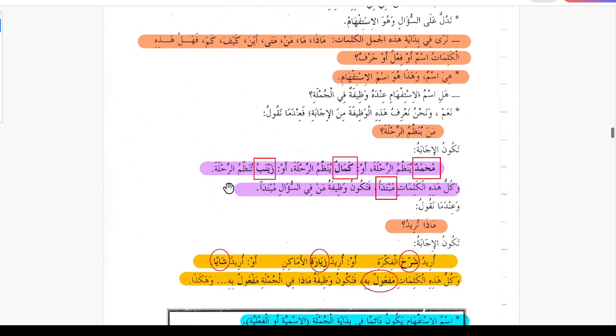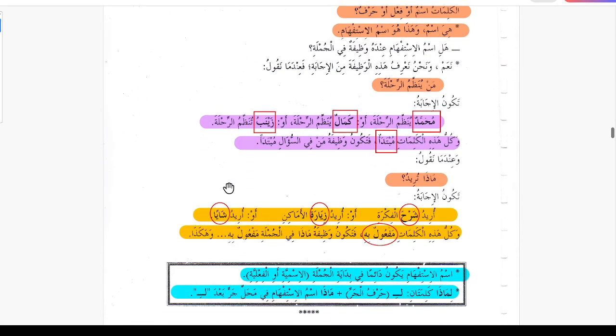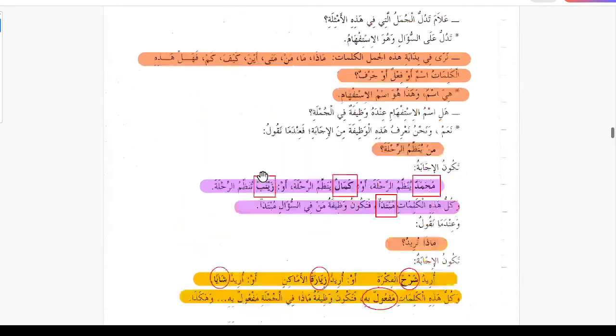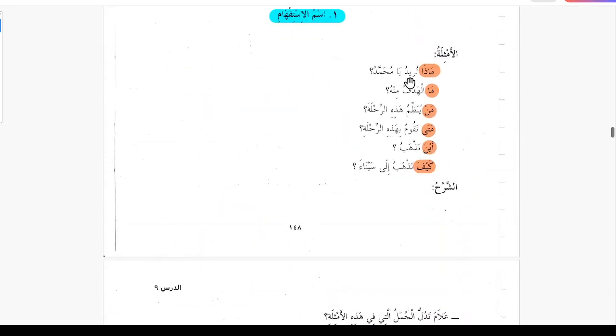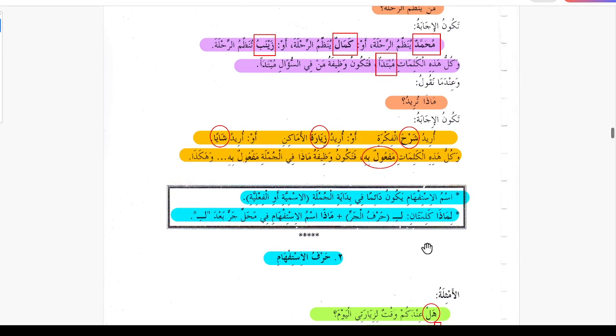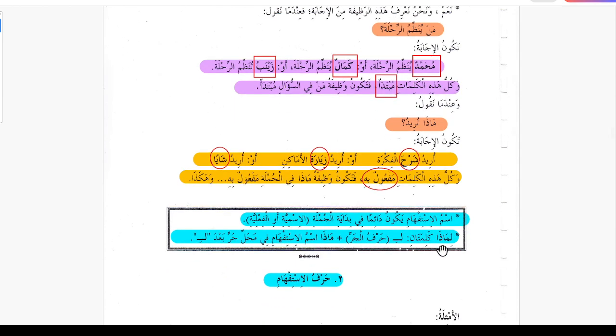In other words, all the ismu istifham have some function in the sentence. Al ismu istifham yakunu daiman fi bidayatil jumlati. The ismu istifham is always going to be at the beginning of the sentence, and the sentence could be ismiya or failiya. Like if you look at the sentences here, this is turidu, the jumla failiya, this is jumla ismiya. So the sentence can be jumla ismiya or failiya, but the ismul istifham is always going to be at the beginning of the sentence.